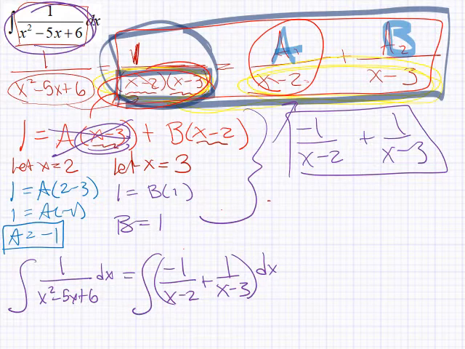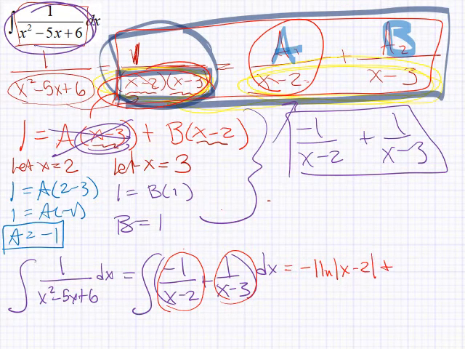Well, why is that going to be better? Well, it's going to be better because this is a pretty easy integral. So is this. Those are logarithm integrals. So I get negative 1 log of x minus 2 plus log of x minus 3. Throw a plus c on there.